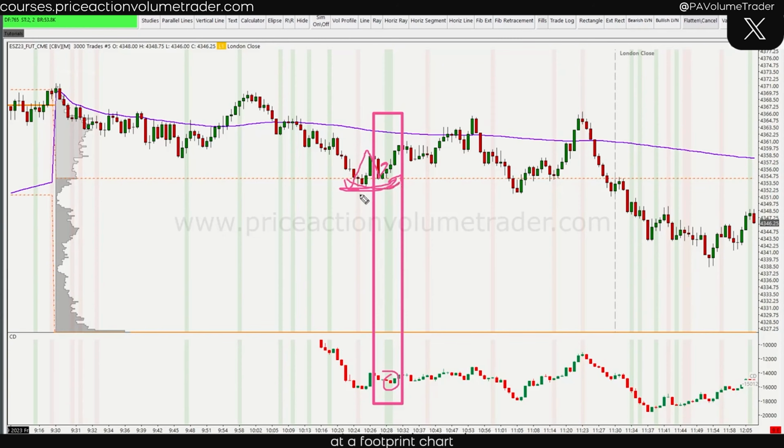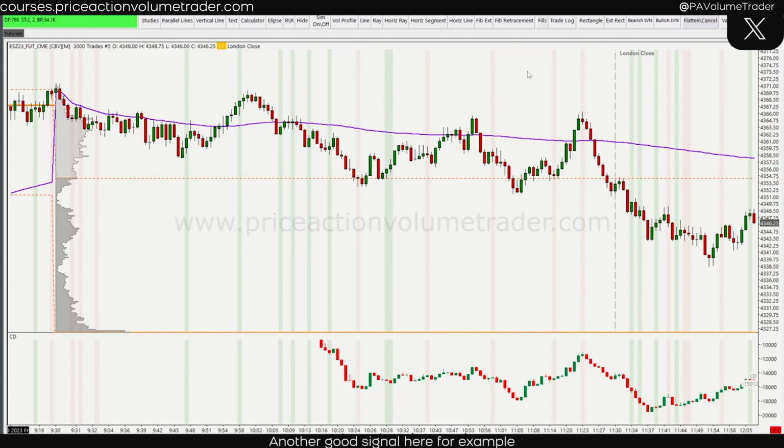And if we would look at a footprint chart, I would also look for some high volumes to have come into this area. But you can see how in this case we got this bullish divergence signal, and you can see that market did push up a little bit more from there.